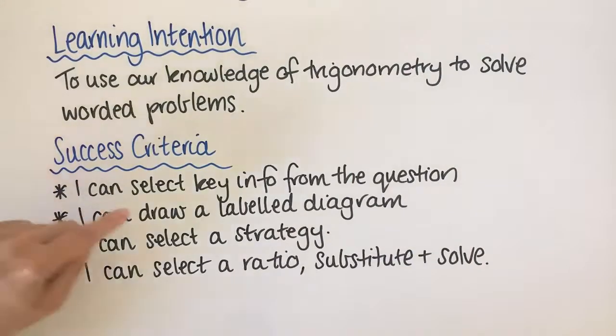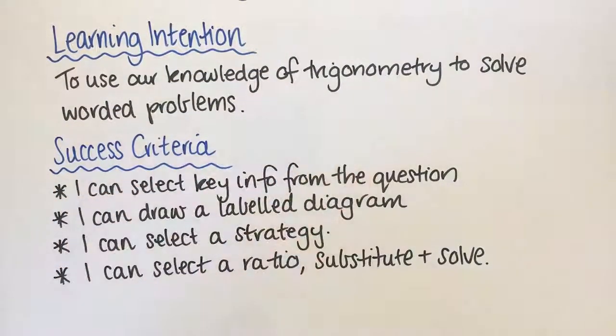So we need to be able to select key information from the question, so you can highlight or underline, however you like to do it. Then you need to draw a labeled diagram. Some questions will actually ask you to provide a diagram, but I think it's always good to draw one just so you can be confident of what you're actually looking for. Then you need to be able to select a strategy. So that means, are you finding an angle or a side, or what are the multiple steps that you need to take to get to your answer? And then that's when you have to choose the right ratios, so sine, cosine, or tan, substitute values in, and then solve to get your answer, whether that be an angle or a side length of your triangle.